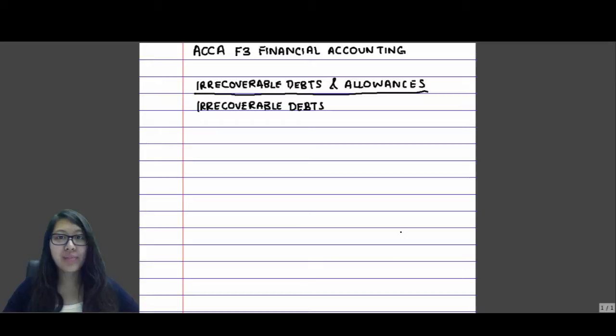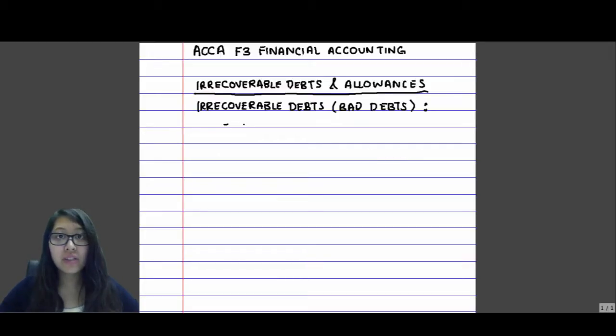Today we will be learning about irrecoverable debts and allowances. So irrecoverable debts are also known as bad debts, which mean that customers who have bought from us on credit may no longer be able to pay off those debts that they owe to our company. So, why we need to treat these bad debts is because of how trade receivables are to be recognized.